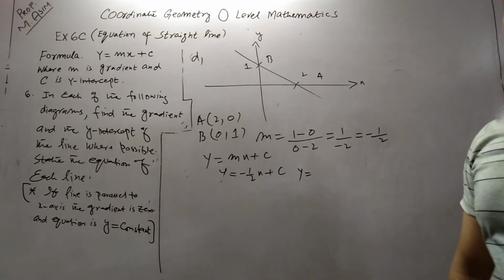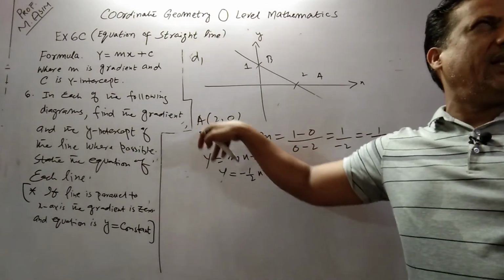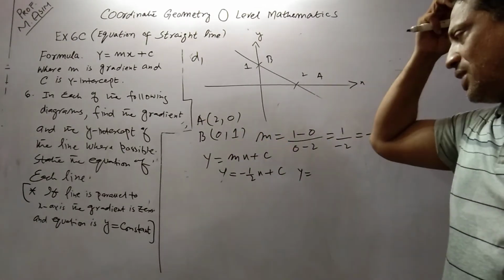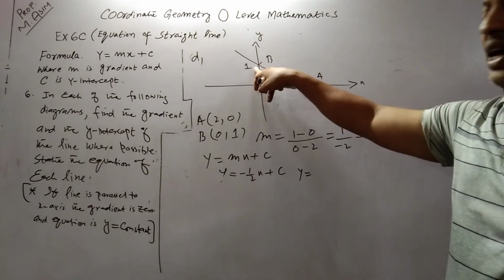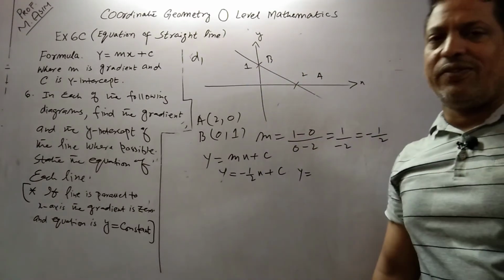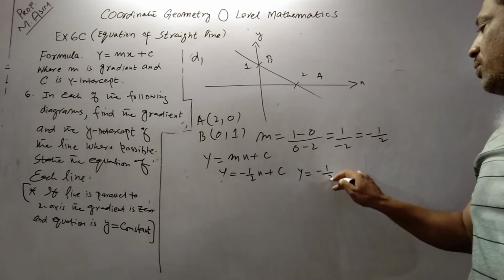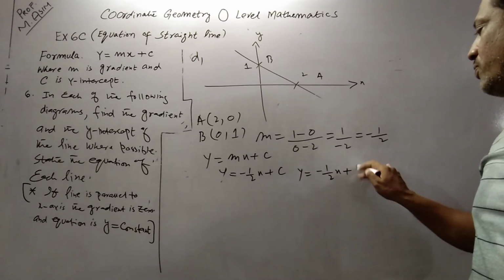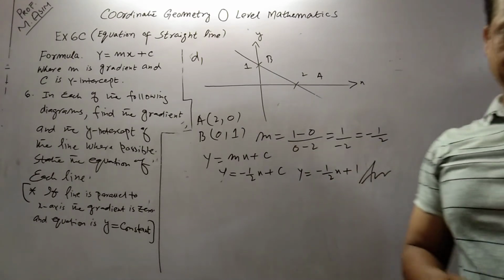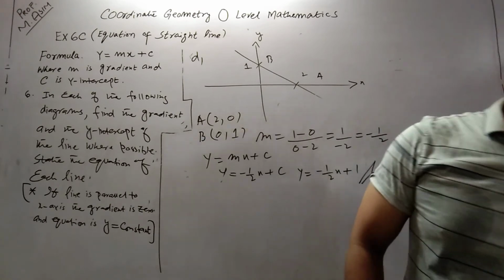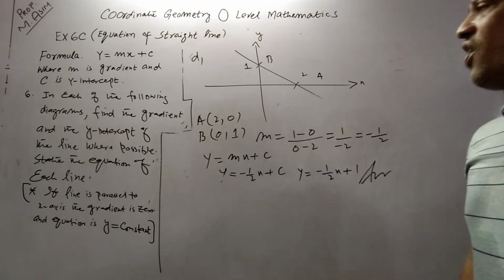How to get c? You can put A or B in this, but it is not necessary. You just take the value of c, which is the y-intercept, where the line cuts the y-axis. So -1 upon 2x plus c. c is what? 1. This is our final answer. I hope you understand. So this is our today's class.